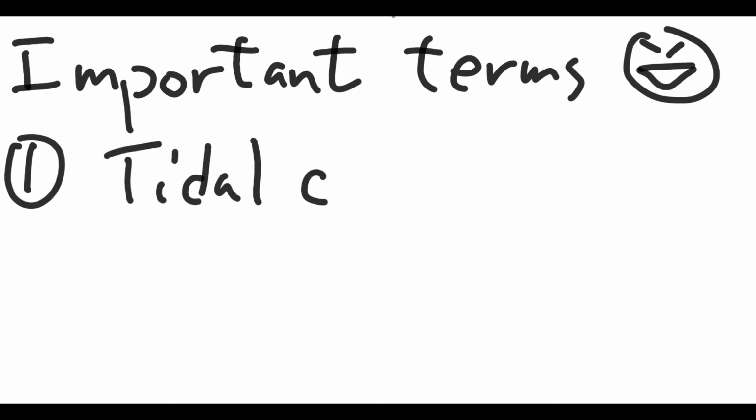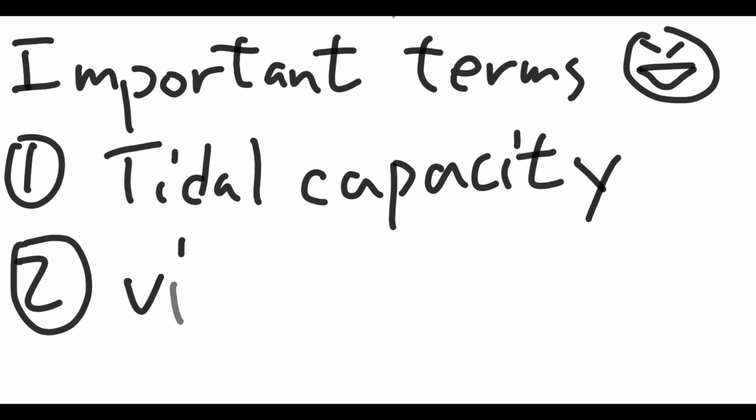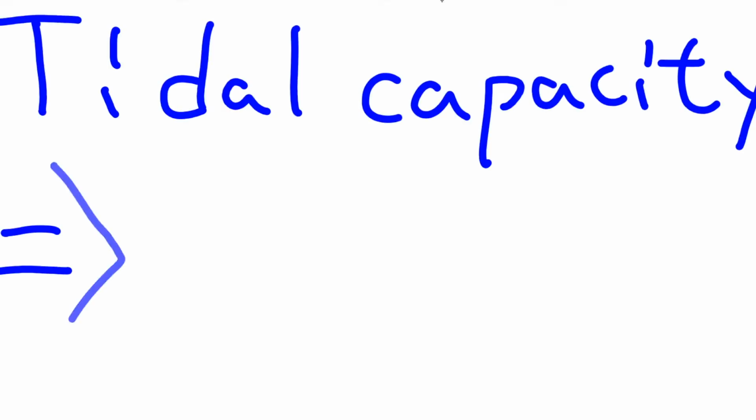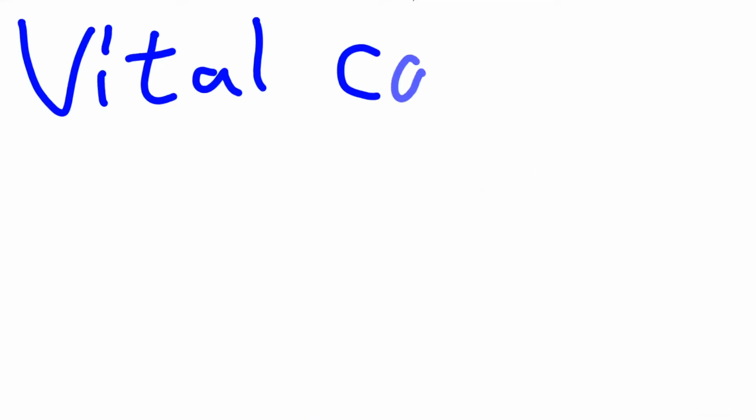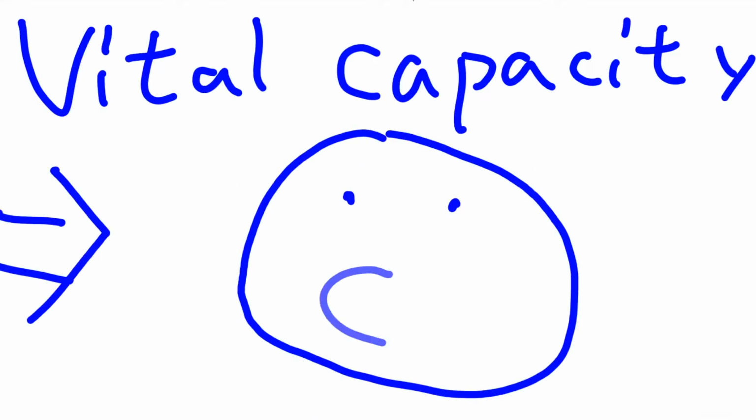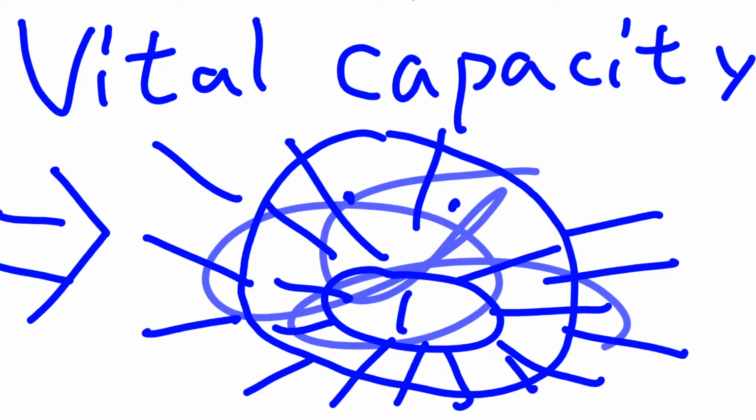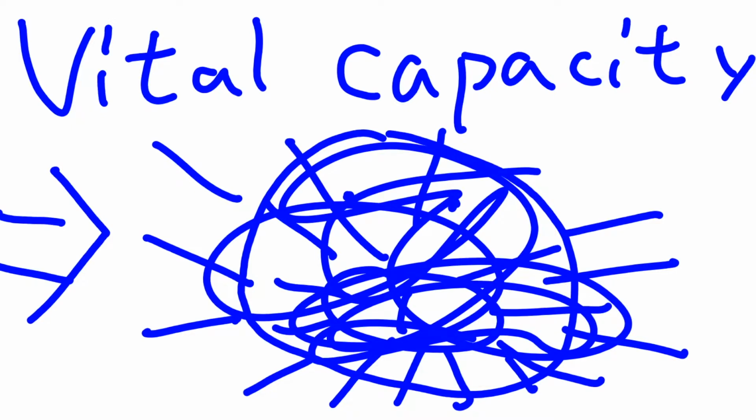By definition, there are some important terms that you first need to know before we explain what lung capacity is. The first one is tidal capacity, which means the amount of air that is inhaled and exhaled during one respiratory cycle. The second one is vital capacity, which means the maximum amount of air that can be drawn in after a maximal inhalation. There are many other terms related to total lung capacity.